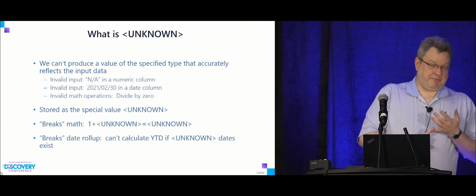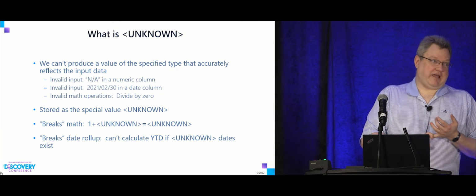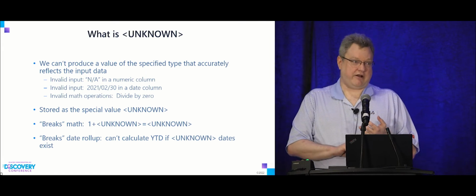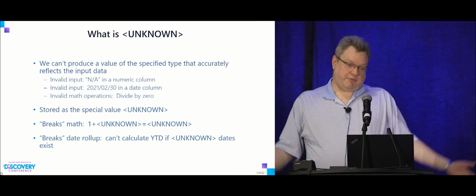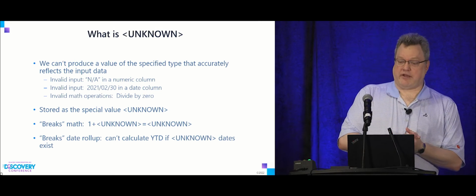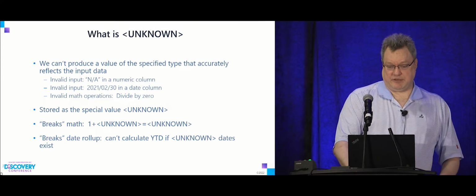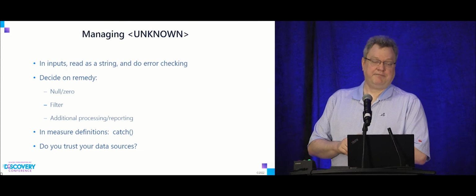They also break date rollup. If you have one invalid date, we can't tell you what year to date is because we don't know if that invalid date was supposed to be in year to date or not. So we don't know the answer, so we refuse to tell you anything. So when these unknowns come in, you explicitly have to decide what to do with them.